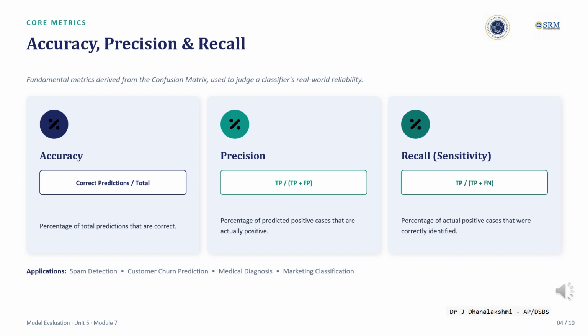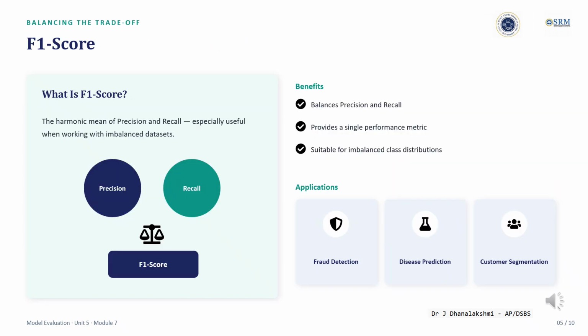reliable predictions are essential. F1 score is an important evaluation metric that combines precision and recall into a single value using their harmonic mean. It is particularly useful when dealing with imbalanced datasets, where one class contains significantly more samples than another. By balancing precision and recall, the F1 score provides a more complete measure of model performance than accuracy alone. It is widely applied in fraud detection, disease prediction, customer segmentation, and other classification problems where both false positives and false negatives have significant consequences.